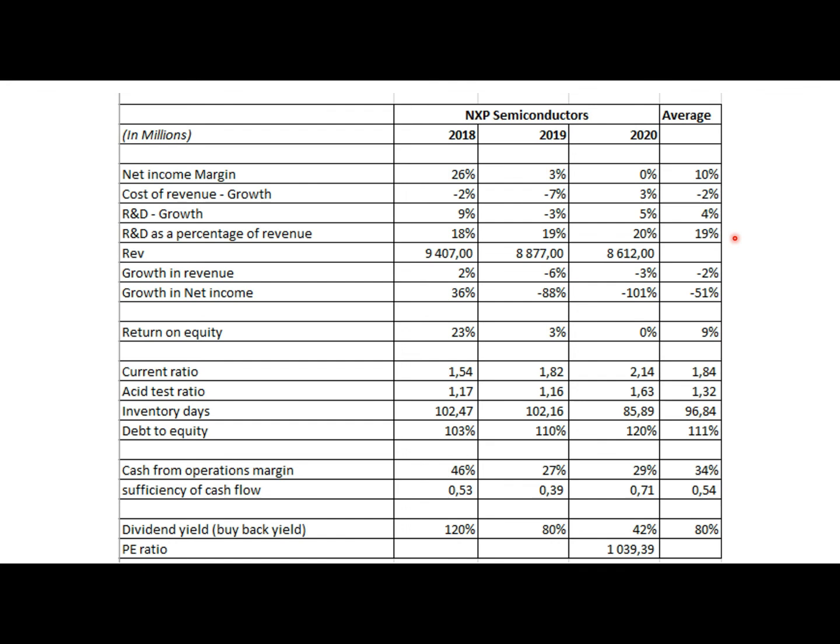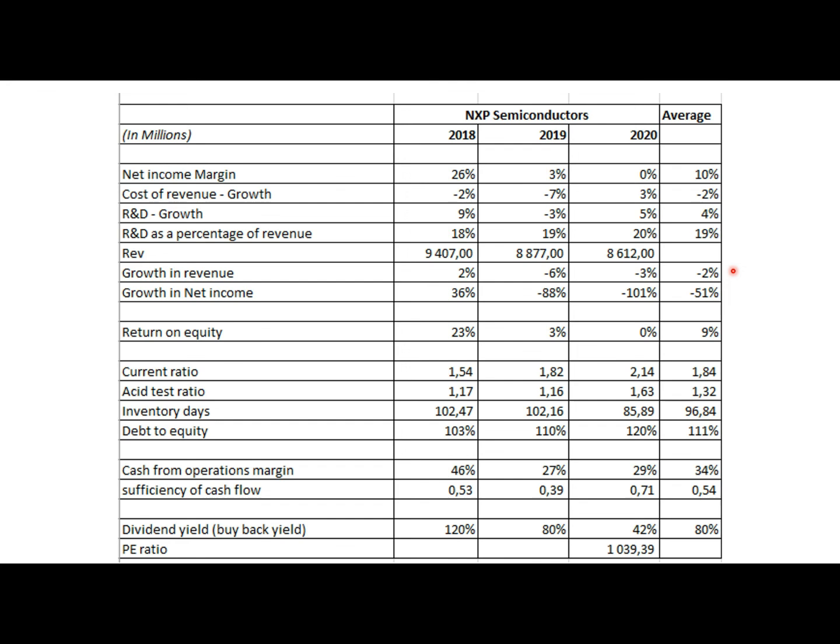The decline in the net income at the 101% just highlights and follows a trend of declining sales, increasing competition, COVID hampering the supply chain. So the profitability overall of NXP Semiconductors has just been really poor.